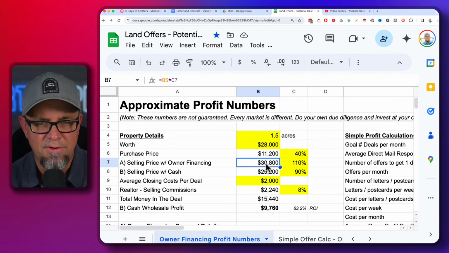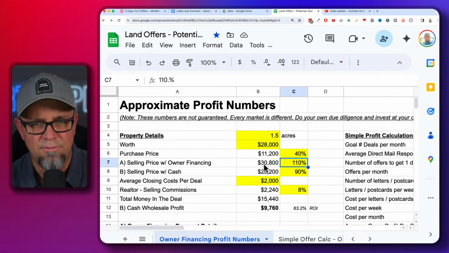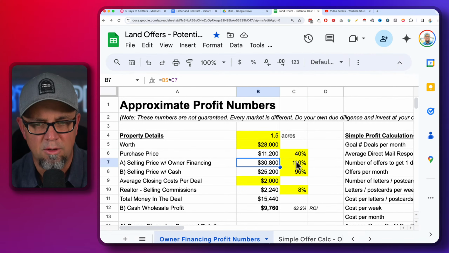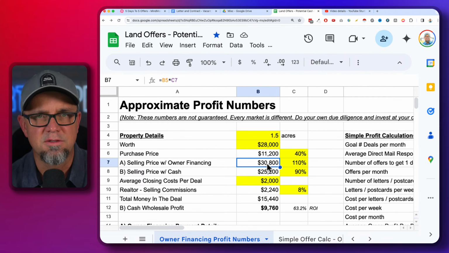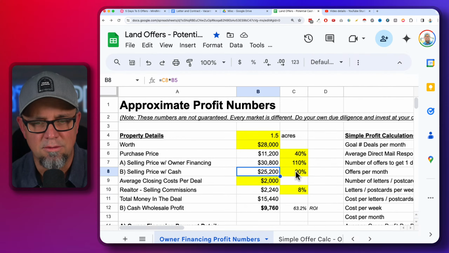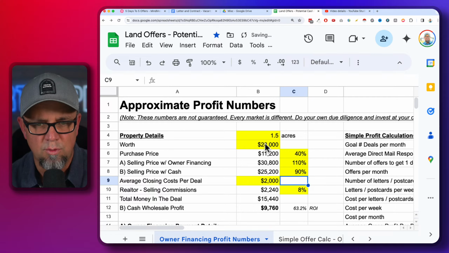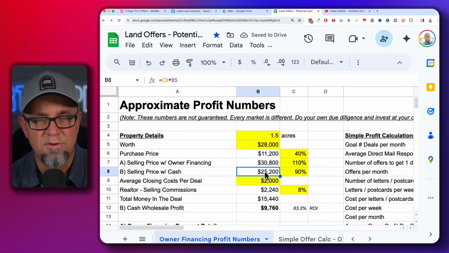Okay. Now, if I sell it with owner financing, I'm going to bump it up a little bit, 5 to 10%. I'm going to sell it for a little bit more than what it's worth today when I sell it with owner financing. So I might sell it for $30,800. Now, if I sell it with cash, I'm going to sell it at a discount. So I might even sell it at 85%, 90% of what it's worth. So it's worth 28 today. I'm going to sell it for 25.